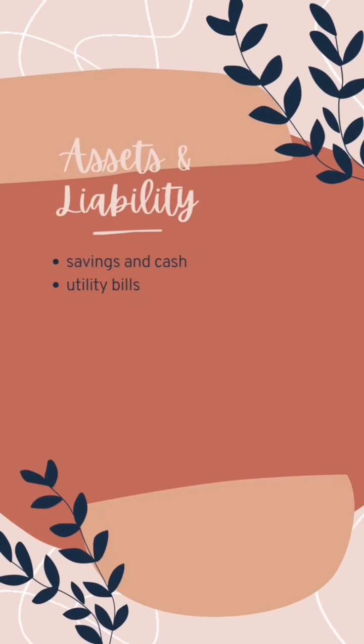Next is evaluating financial status. Assets and liabilities. Assets, for example, are savings and cash. Liabilities, for example, are utility bills.